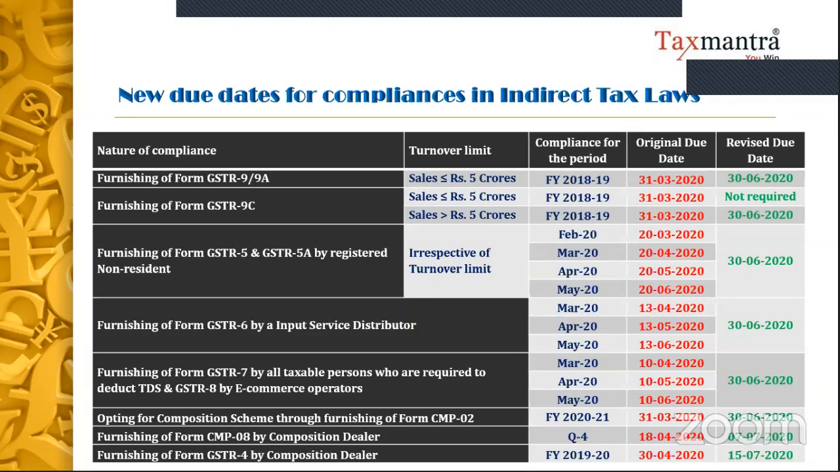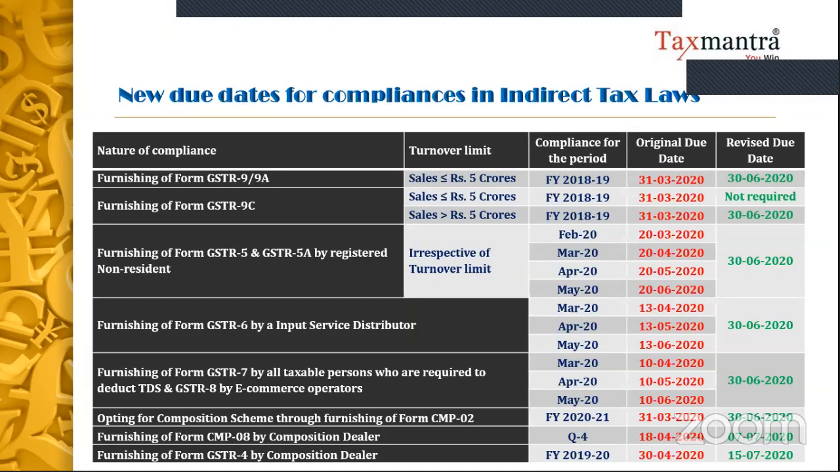Taxpayers opting for the composition scheme through furnishing of Form CMP 02 under this scheme. Earlier, the due date for the financial year 2020-21 was 31st of March. Now it has been extended to the 30th of June.